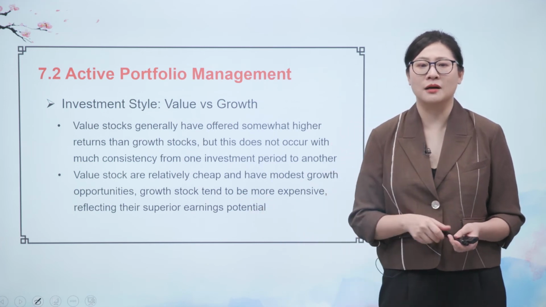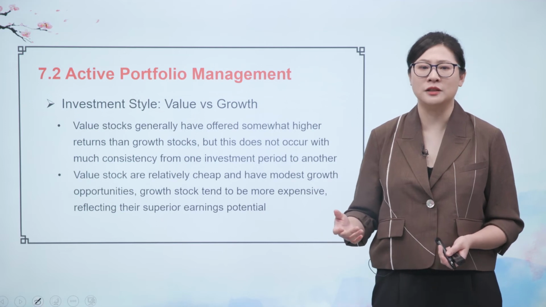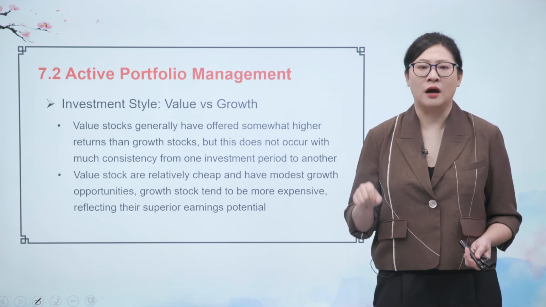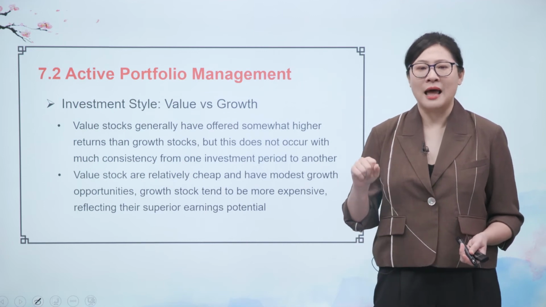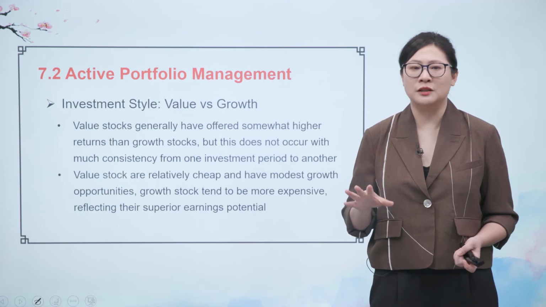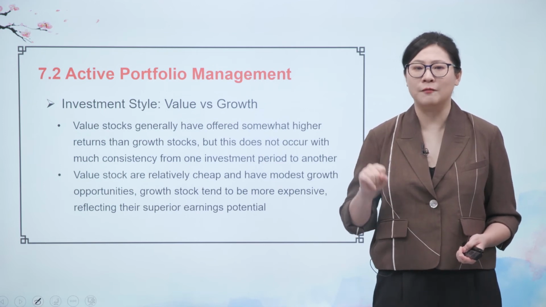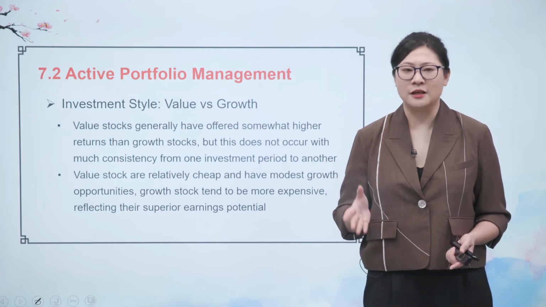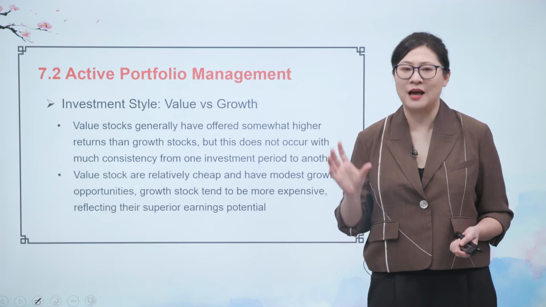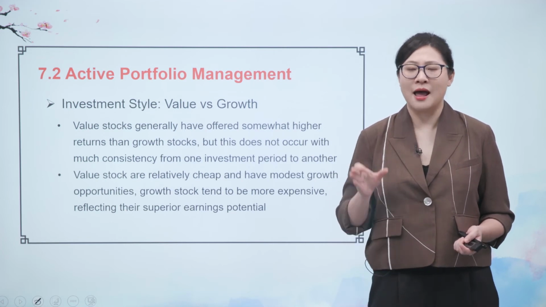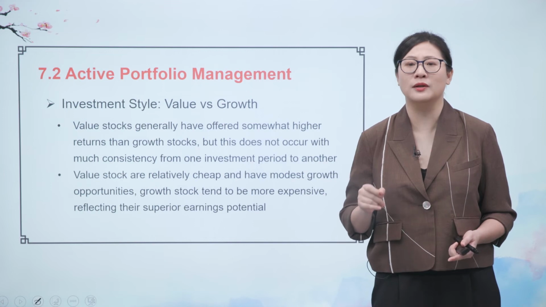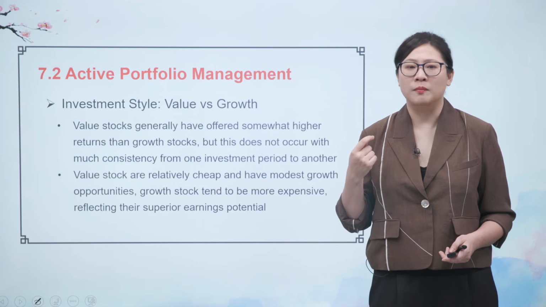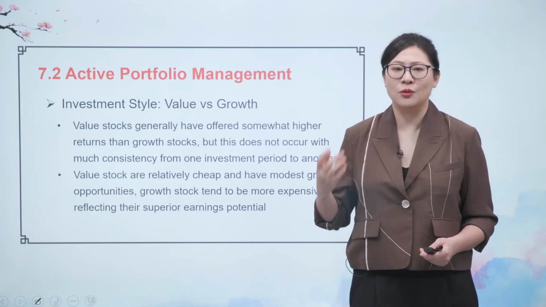Value stocks are relatively cheap and have modest growth opportunity. Growth stocks tend to be more expensive, reflecting their superior earning potential. So generally speaking, value stocks might be cheap. If you want to invest in the long term, you can choose some value stocks which are undervalued and keep them longer, and you will earn the value. That's the idea for most mutual funds in the US.